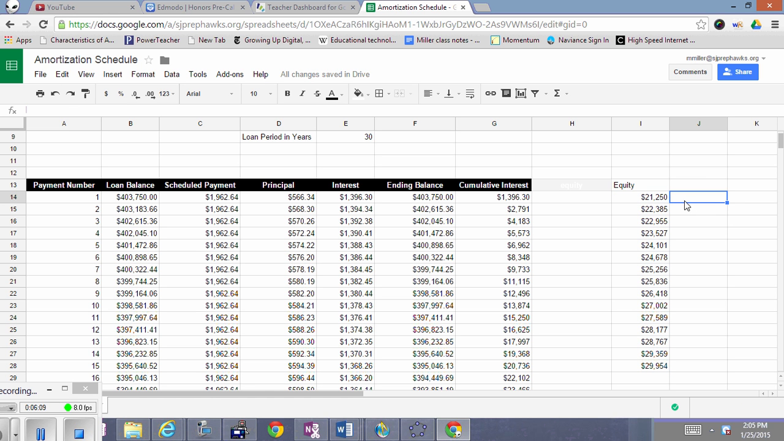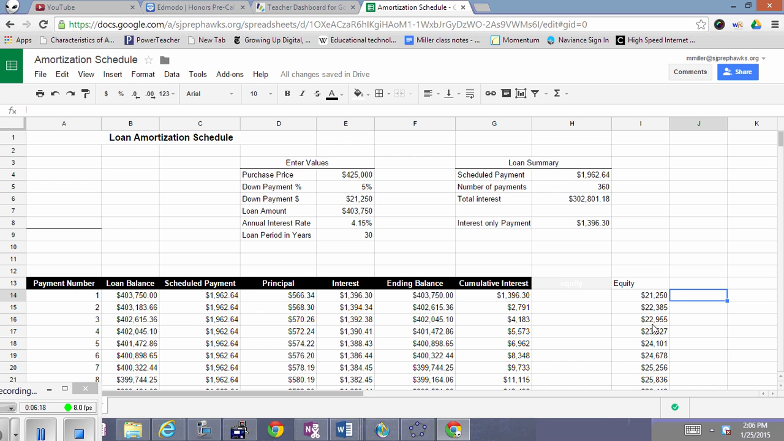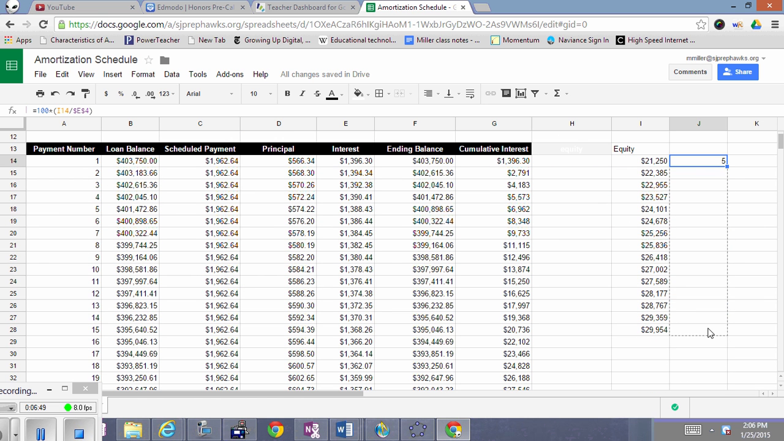Now we want a percentage, so we're going to say 100 times this quantity divided by the purchase price up here. So it's going to be equals 100 times this value divided by this value up here, and then of course we're going to put the dollar signs in front of that, so that stays as a fixed quantity right there. Dollar signs in. Okay, here we go. Enter. There's our 5%, and of course that's going to increase slightly every month, and we want to drag that down through the life of the loan.